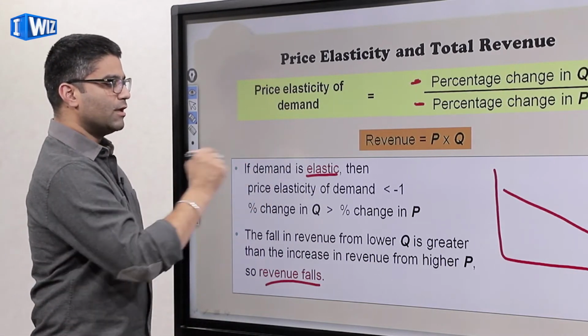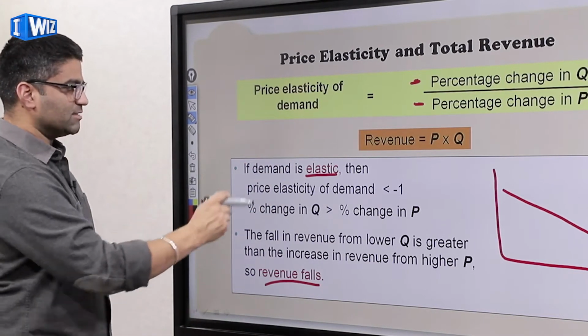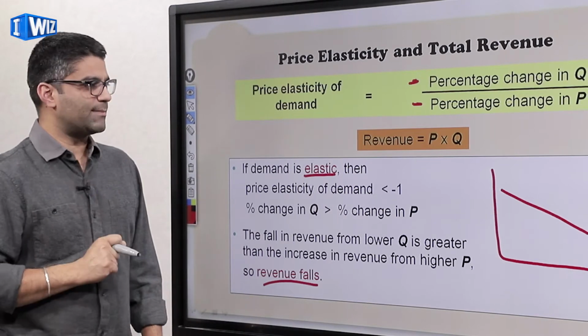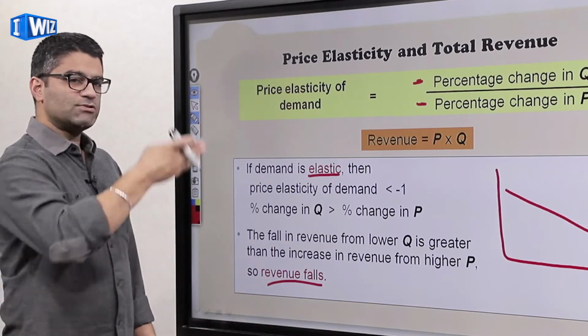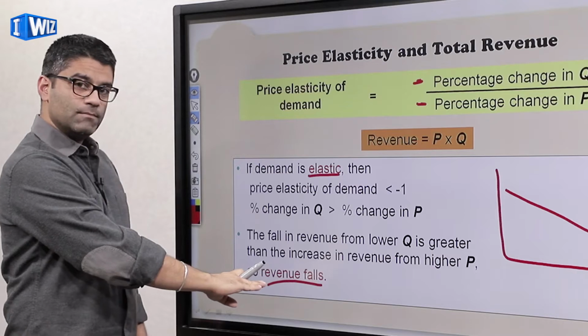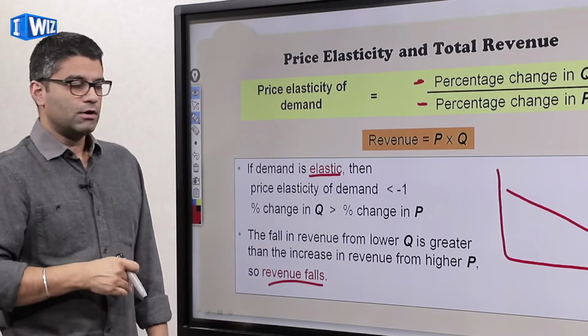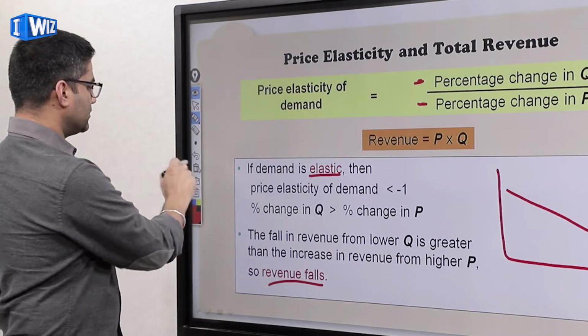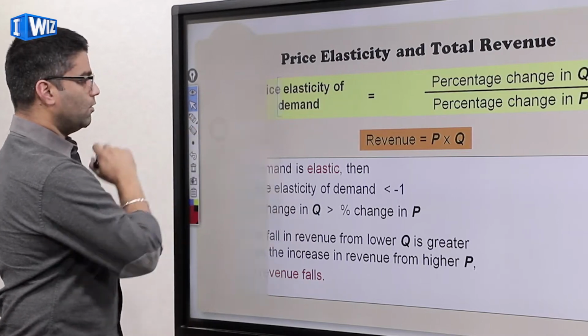Right, so this is true if the demand curve is elastic. Let me repeat it one more time and then we'll look at it on a graph. If the price goes up, revenue will fall, and conversely, if the price goes down, revenue will increase. All right, so now let's look at all of this on a graph.